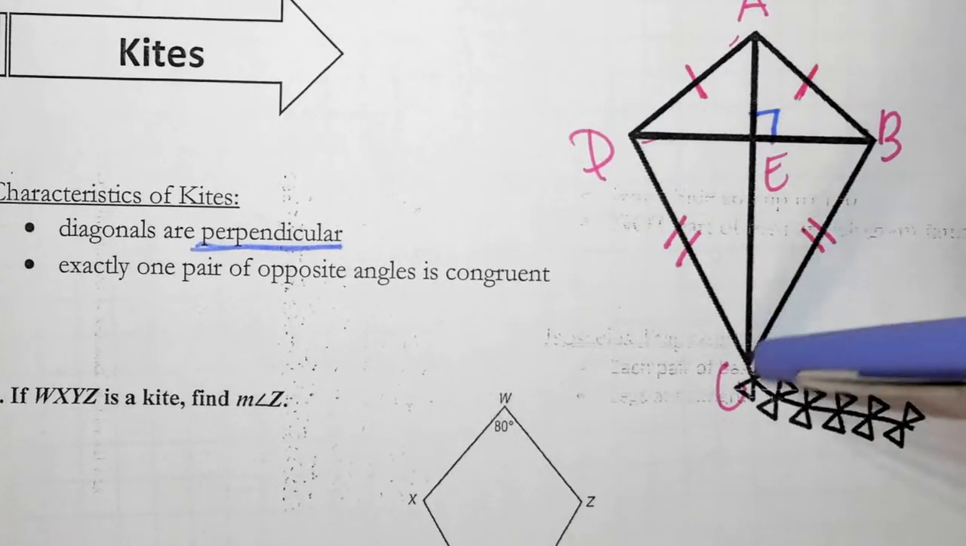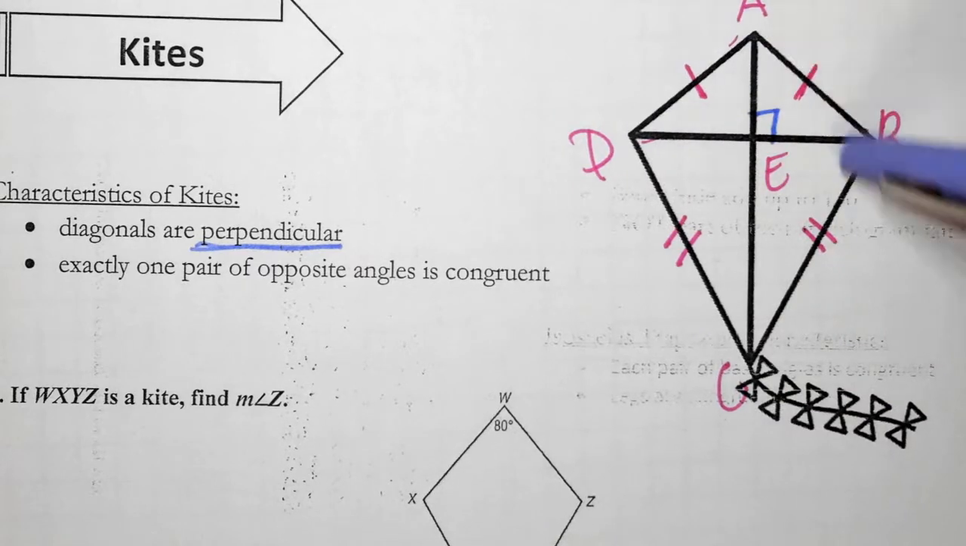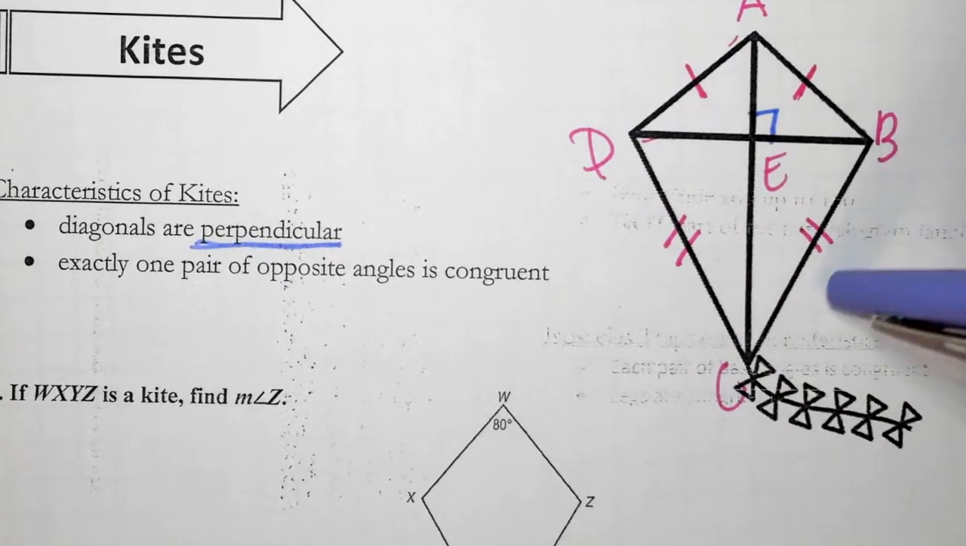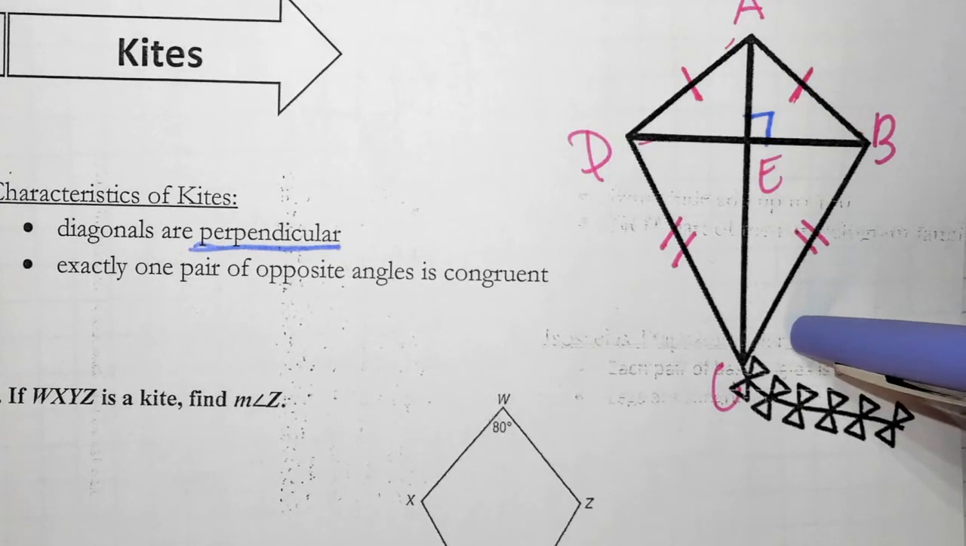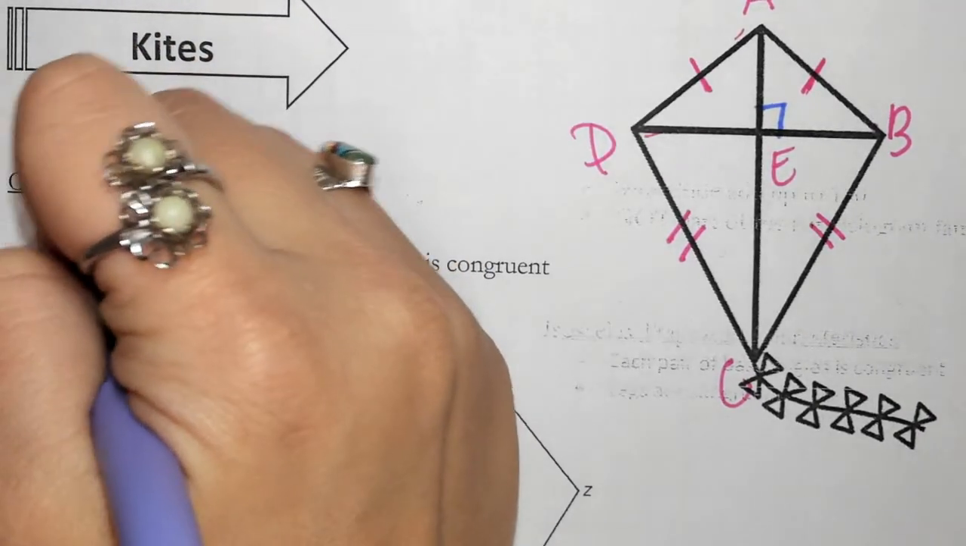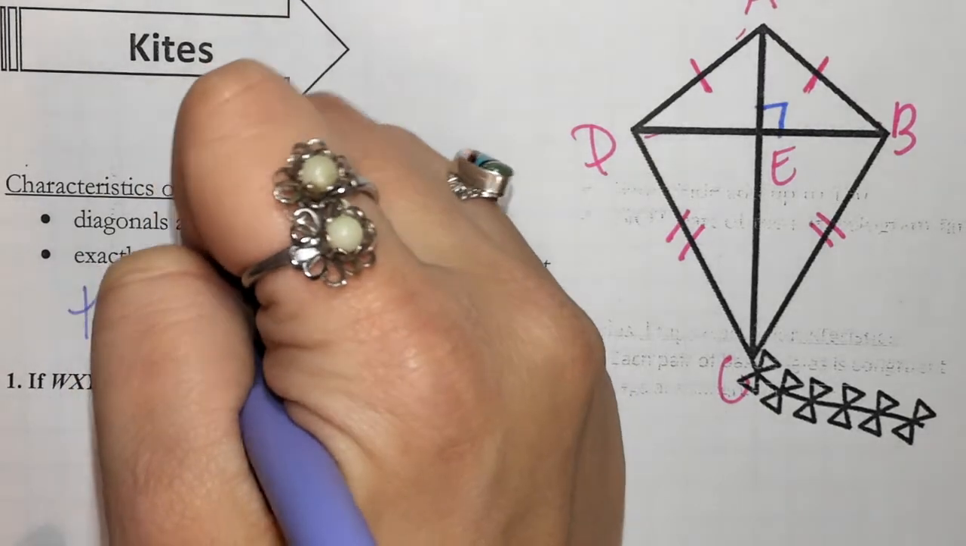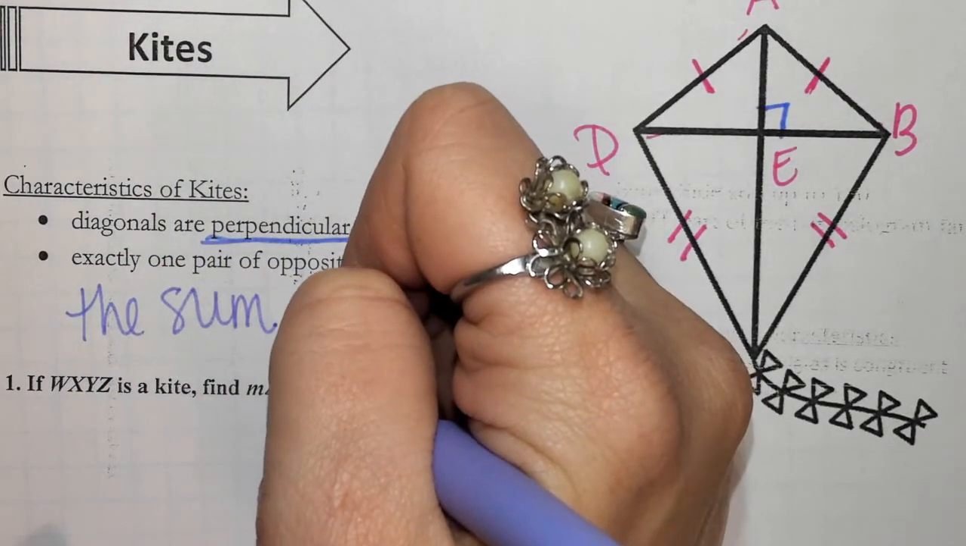And what is the sum of all of the interior angles for this? 360, because it's a quadrilateral. So the sum is 360. Write that down because it's a quadrilateral. All quadrilaterals. Yes, we've been over this.